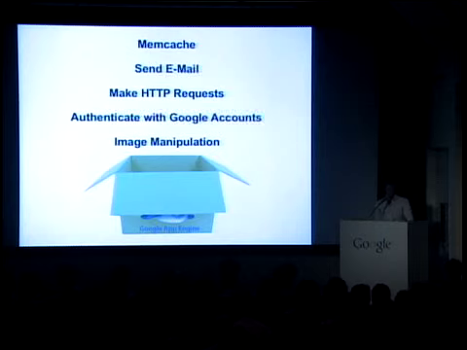And finally, the image manipulation API. This is something we've gotten a lot of requests for. It allows applications to do simple image transformations on the server side, transformations like scaling and thumbnailing and rotating, things like that.